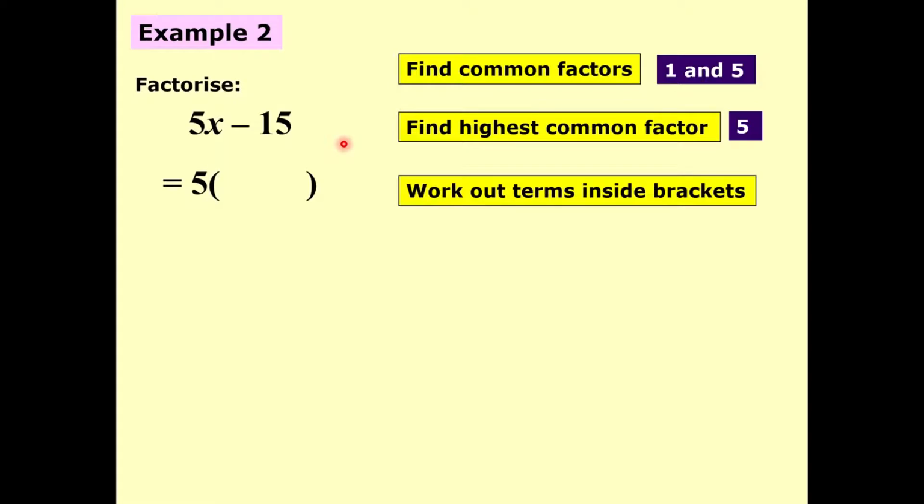And now we need to work out what goes inside the bracket. So 5 times what gives us 5x? 5 times x gives us 5x. And then 5 times what gives us negative 15? So we've got a negative this time. What do we times 5 by to get negative 15? Well, we times it by negative 3. And that is your final answer. It's been factorised. You want to double check that there's no common factors left within your bracket as well.